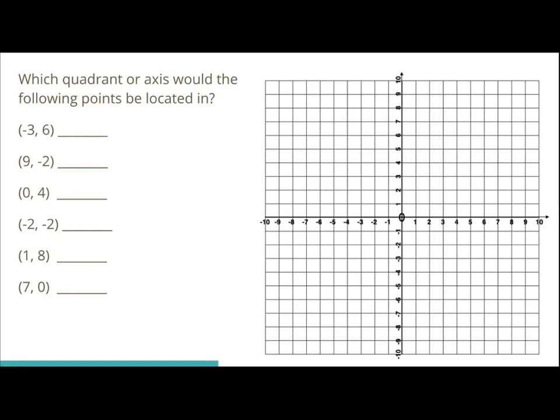I want you to tell me which quadrant or axis the following points would be in. Remember, this is our quadrant 1, this is quadrant 2, this is quadrant 3, and this is quadrant 4. Go ahead and pause this video and then come back and check your answers.